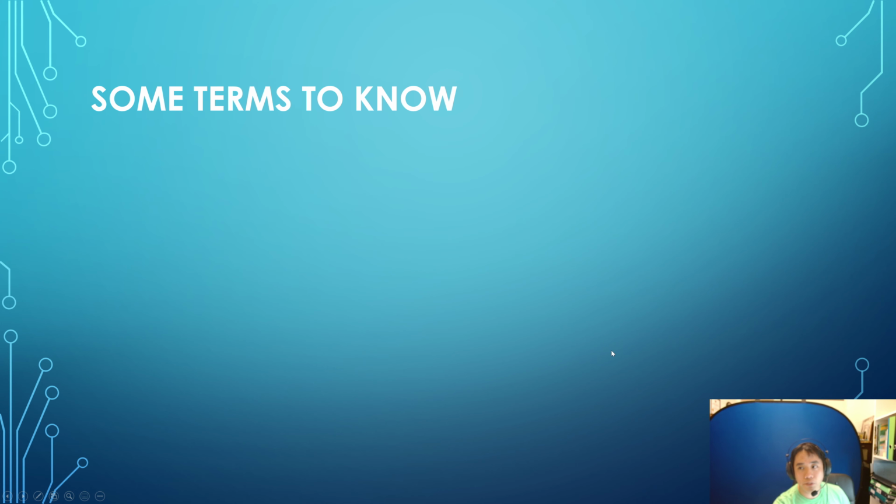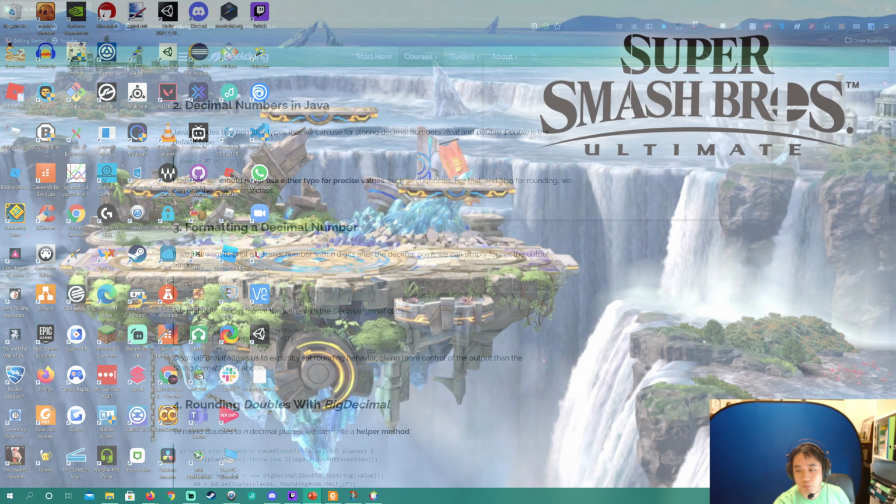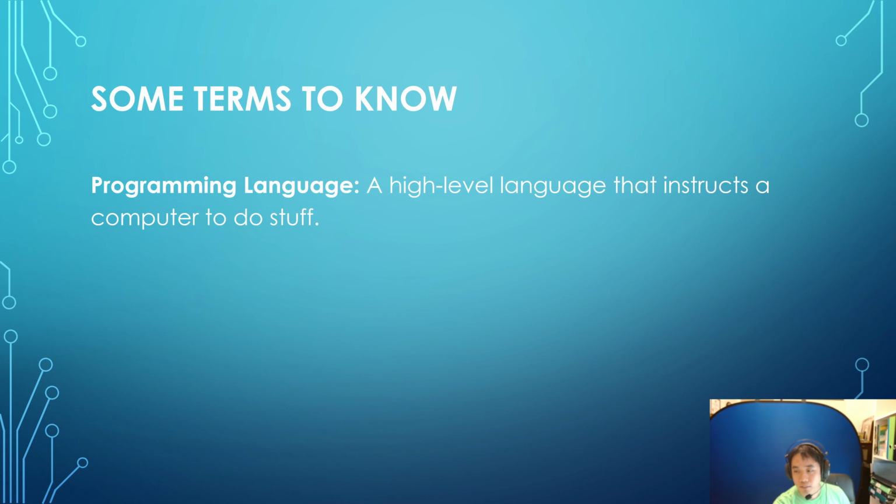Some terms to know actually include a programming language, which is a high level language that tells a computer to do something. Examples of programming languages include C and C++. C is covered in CPS 125, so hopefully you still remember what you were taught there.